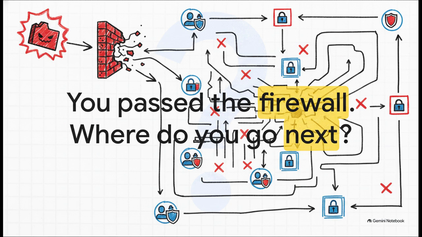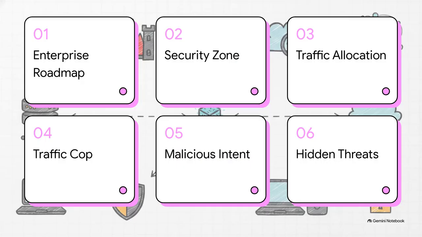The real question is, you made it inside, but where exactly do you go next? Because I promise you, this is absolutely not a straight, open road. It's a highly precise maze, and it's filled with guards and checkpoints. So, to track our hacker packet, we've put together a bit of a route map today. We're going to hit 6 key checkpoints.